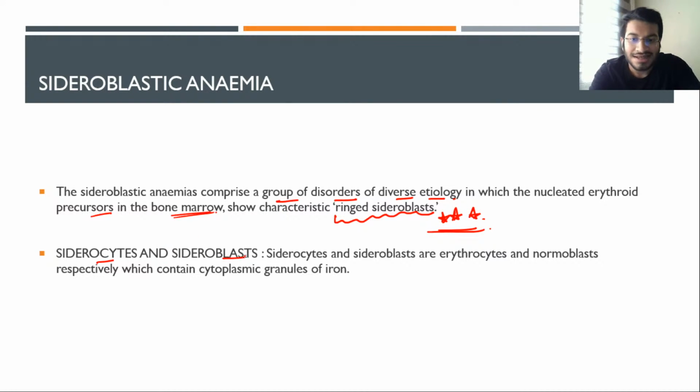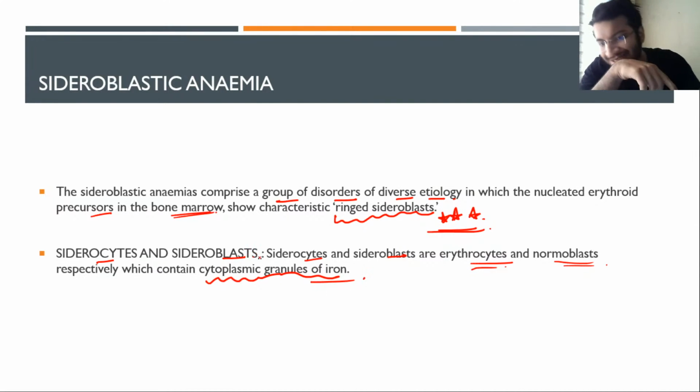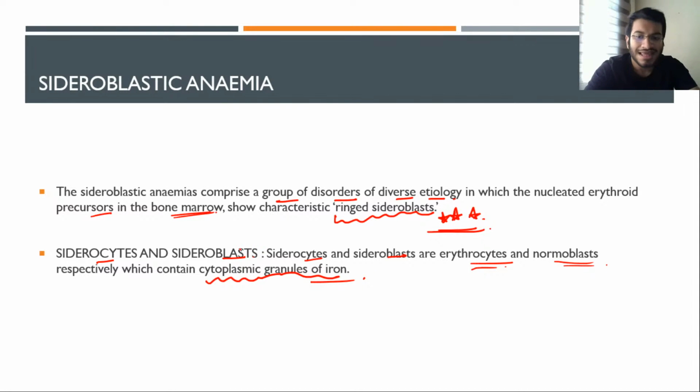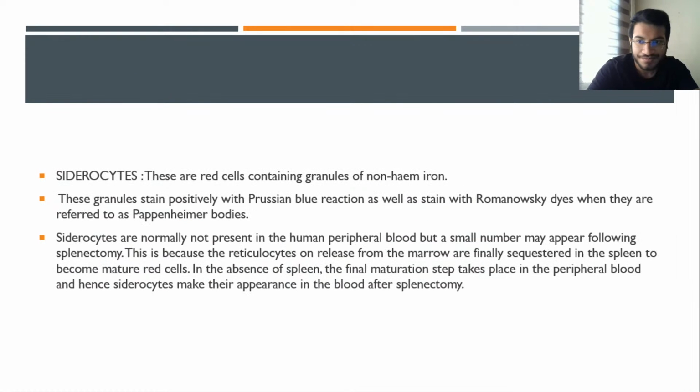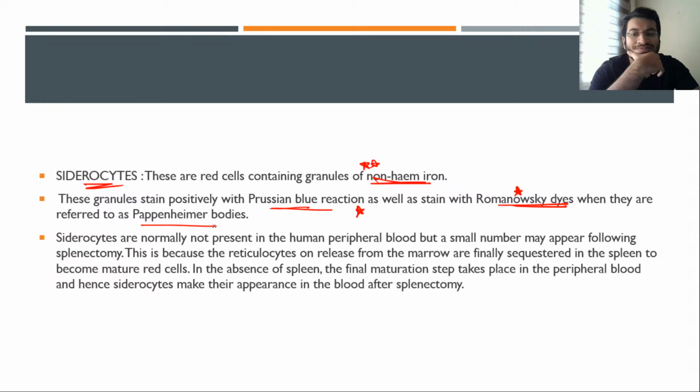Then siderocytes and sideroblasts. Siderocytes and sideroblasts are the erythrocytes and normoblasts respectively, which contain cytoplasmic granules of iron. So these are the erythrocytes only, but they will be having certain granules of iron. Right? Siderocytes, these are the red cells containing the granules of non-heme iron. So these granules stain positively with the Prussian blue reaction as well as with the Romanowski dyes, when they are referred to as Pappenheimer bodies.